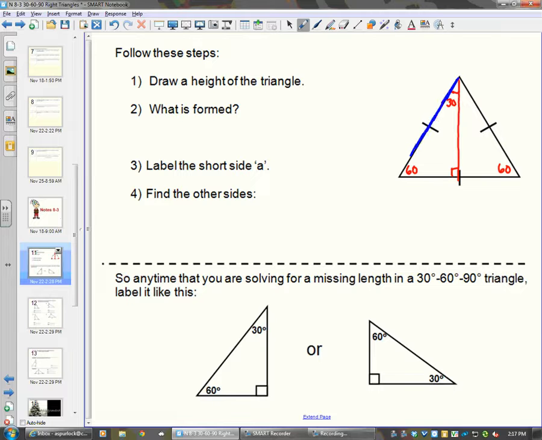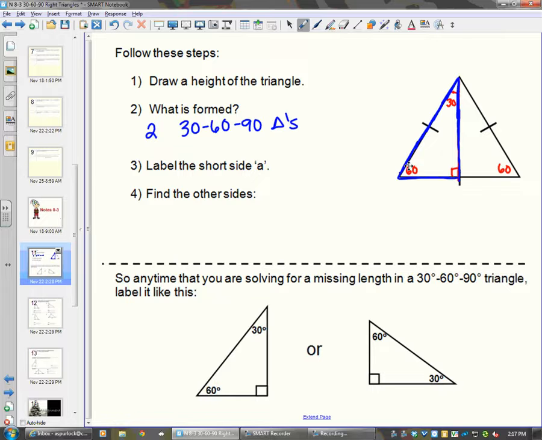So I'm going to kind of outline that here. We've got the 30, 60, 90. Now, what we're asked to do in number 2 is tell what was formed. Obviously, what was formed here, guys? 2 right triangles, more specifically 2 what kind of right triangles? 2 30, 60, 90 triangles. Okay.